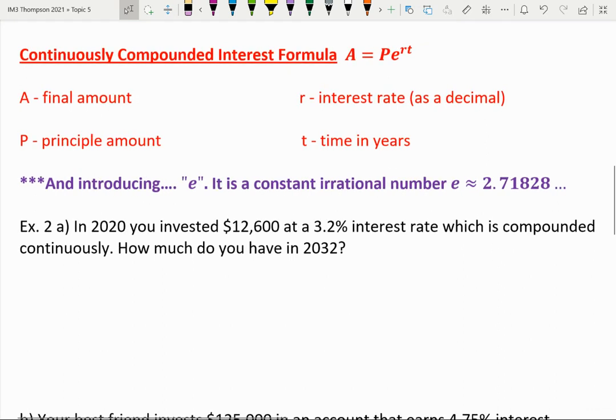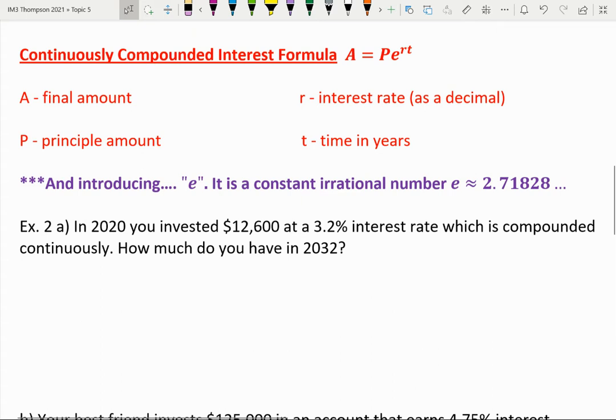It's so convenient to use your phone, which works in a pinch. But when you take a test, you won't be able to use your phone, so you're going to need to know where that E button is on a calculator.